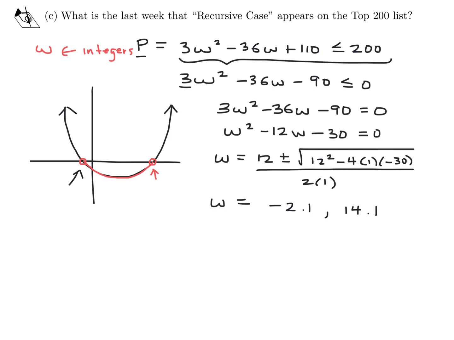So obviously, my graph is surprisingly accurate this time. Last time it wasn't, but that's okay. This is the minus 2.1, and this is 14.1. And this is w and this is p. So we want basically the largest value of w that's an integer. Well, to me it looks like that would be w equals 14. And basically what that means is that in the 14th week, it's the last time that p will be less than 200, the position of the song.